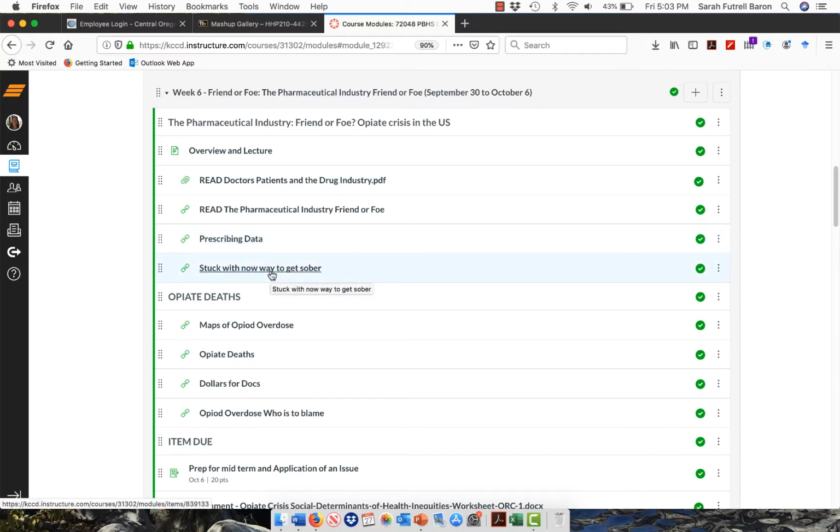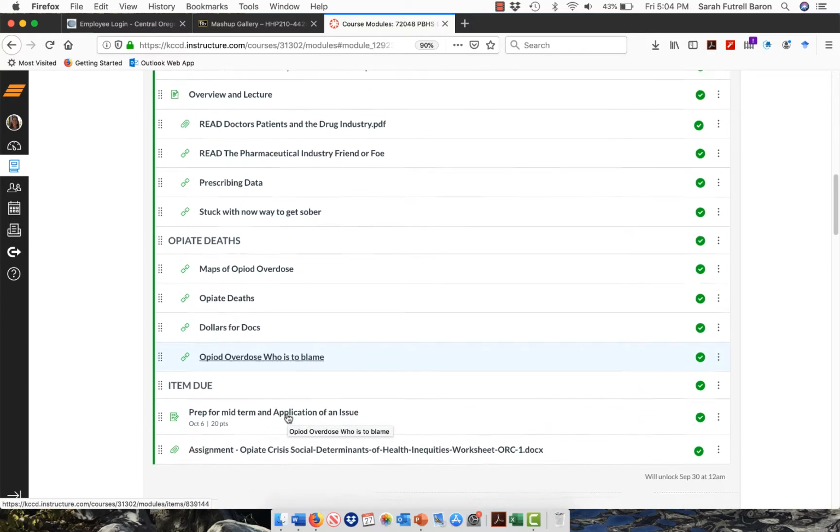And then read Harold Pierce's article about the lack of treatment. Look at all these maps of overdose, which is up here. It's very similar. Dollars for Docs shows how dollars sometimes are pushed to doctors to prescribe medicines. And then the opiate dose: who's to blame? If you've been following the news, you've seen that a case has been brought against pharmaceutical companies.